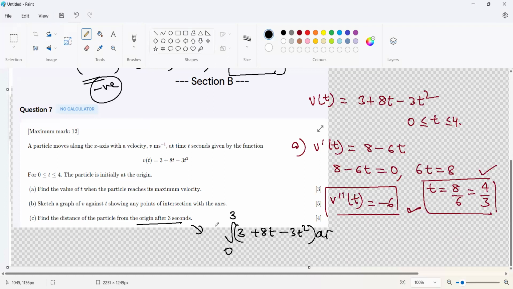Yes, what is the integration of 3 plus 8t minus 3t squared? I'm still doing it. If I use the power rule, the formula of x raised to the power n dx, we integrate such a function as x raised to the power n plus 1 over n plus 1 plus c, but of course you do not need to use plus c here. This is the rule for integration of a power function.